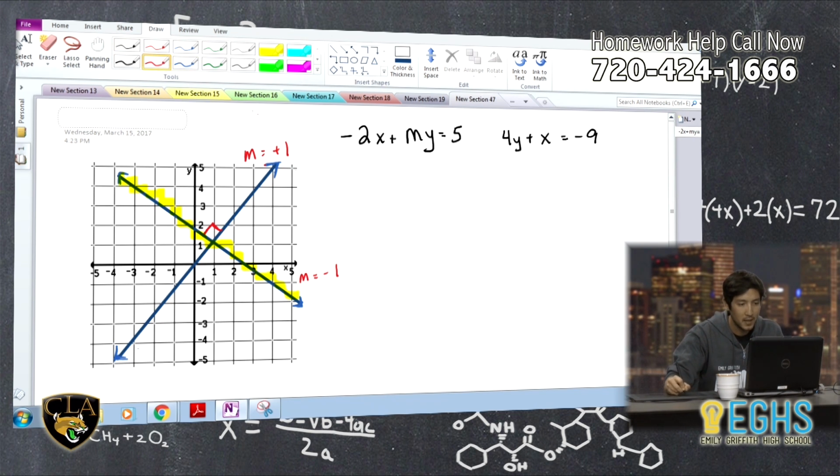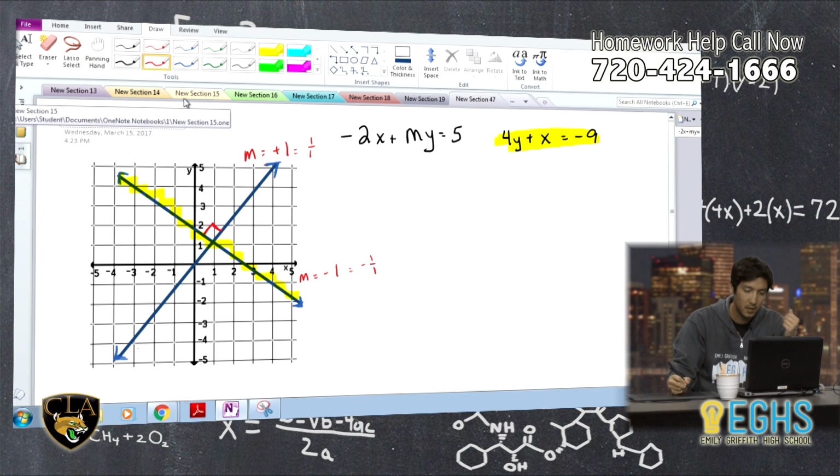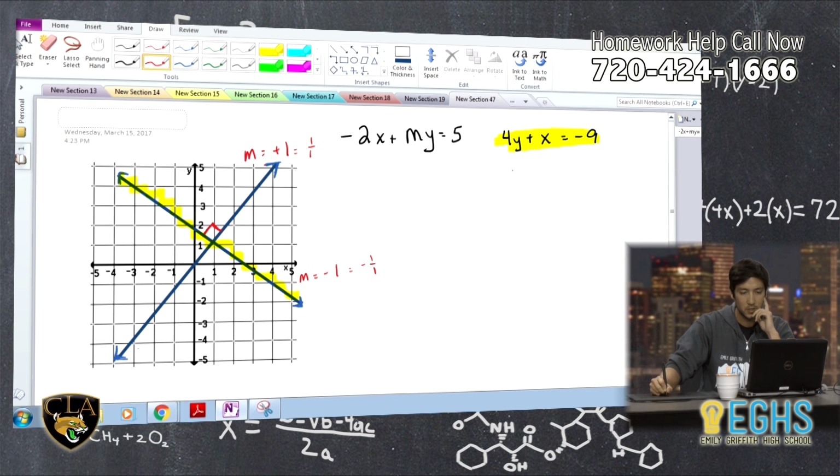Meaning if I rewrote this as 1 over 1 and this as negative 1 over 1, what we're saying is I need to flip them over and change the sign from negative to positive or positive to negative. So what I need to do first is figure out the slope of this line right here. We talked about this a few times on the show: you convert a line written in standard form into slope-intercept form, which is y equals mx plus b. We need to get this y right here by itself.